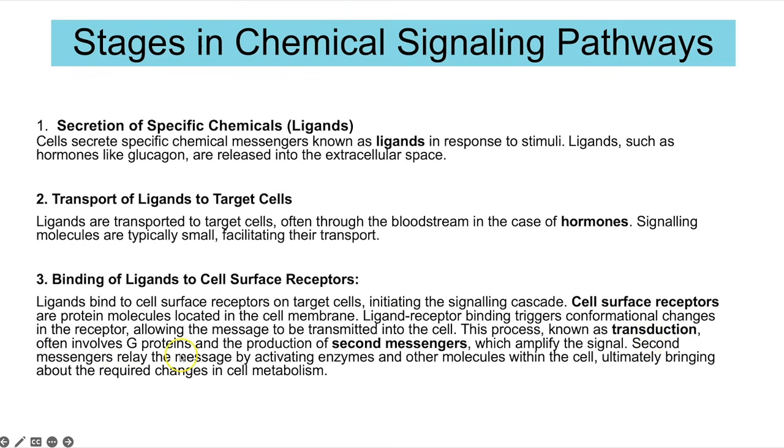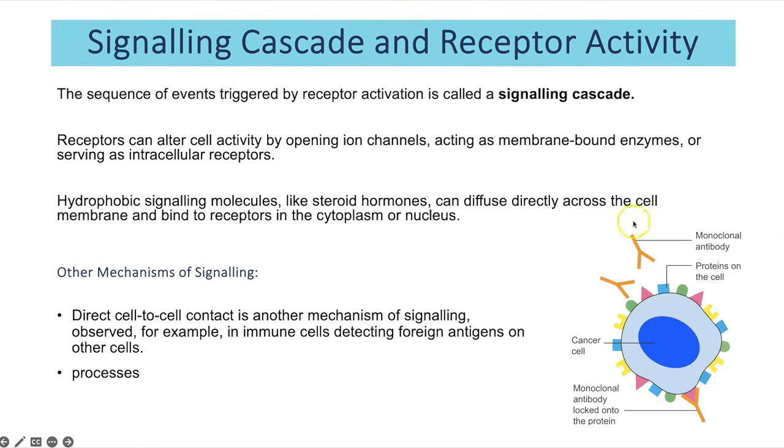It often involves G proteins and the production of a second messenger, so another chemical that's going to amplify the effect. Second messengers will relay the message by activating enzymes. Once an enzyme is activated, it's going to cause a chemical reaction to happen inside of the cell. That sequence of events triggered by the binding to the receptor is known as a signalling cascade, as we just went through. The receptors can alter cell activity by opening ion channels, acting as membrane-bound enzymes, or serving as intracellular enzymes as well.